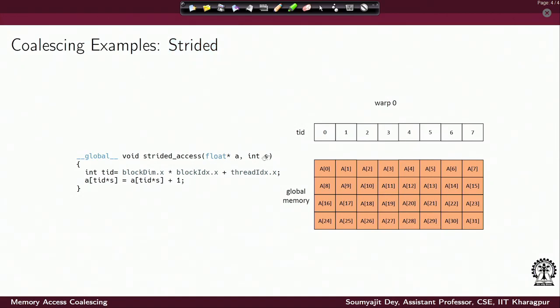Essentially, all I am doing is there is another integer parameter S, and whenever you are accessing the locations in the memory, you are multiplying the thread ID with S. We can see such patterns in very simple, normal programs that we write. So, this is one of the patterns, that is a strided access. What would it really mean?